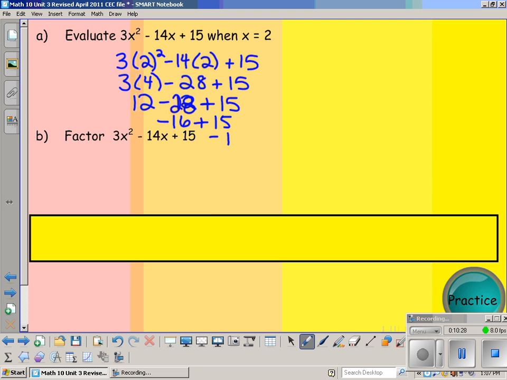Now we are asked to factor that polynomial. Possible factors of 3 are 3 and 1. Of 15 are 5 and 3. We have 5 and 9. Does that give us negative 14? The answer would be yes if they were both negative. So we have 3x minus 5 and x minus 3.